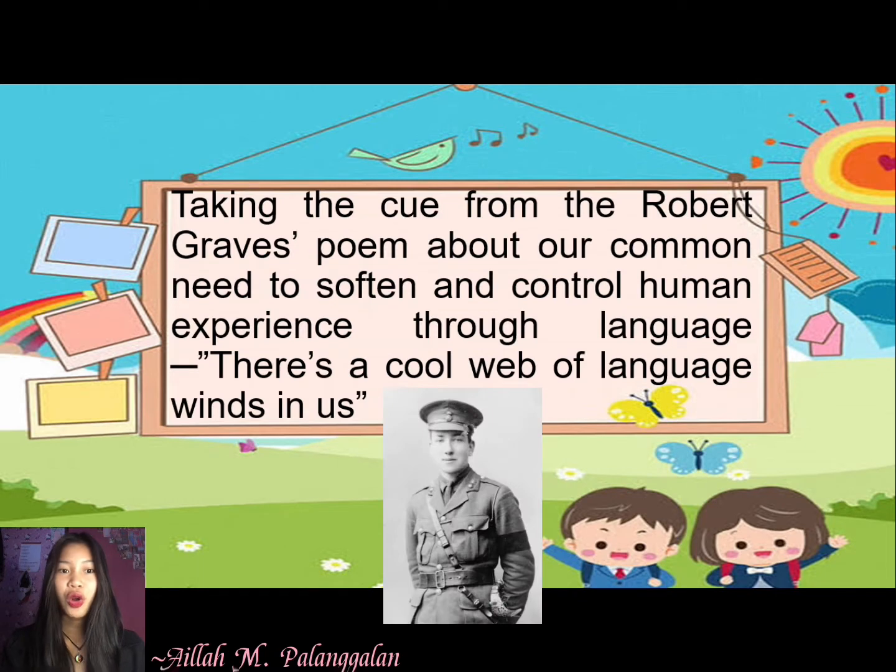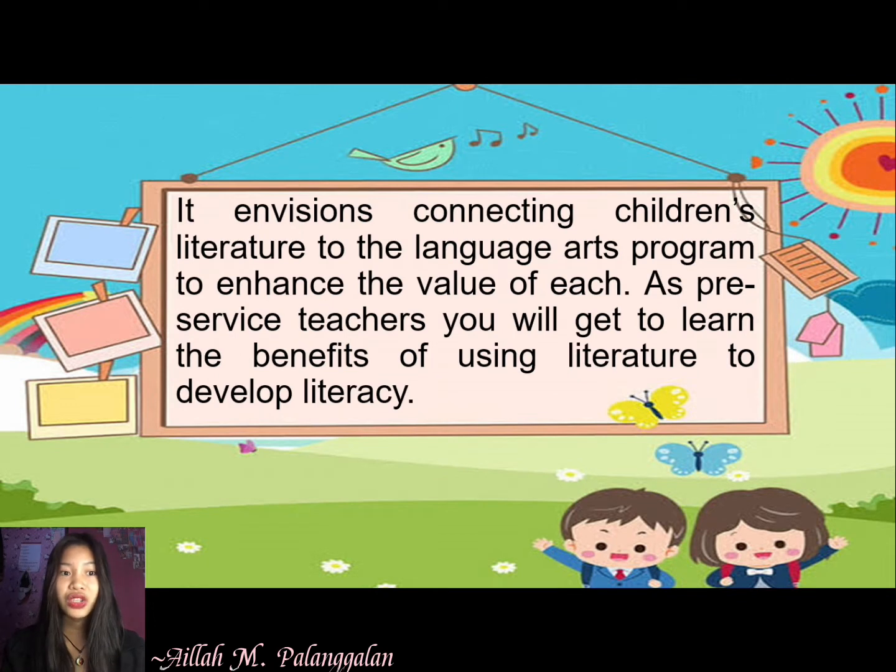Taking the cue from the Robert Graves poem about our common need to soften and control human experience through language, there's a cool web of language winds in us. The writers of this module have gathered a rich and varied assortment of 5 lesson plans which explore the forms and functions of stories in order to illuminate the pattern of children's reading. It envisions connecting children's literature to the language arts program to enhance the value of each.